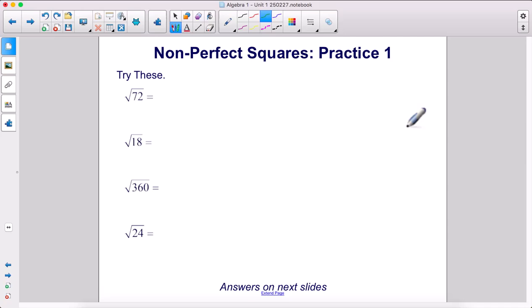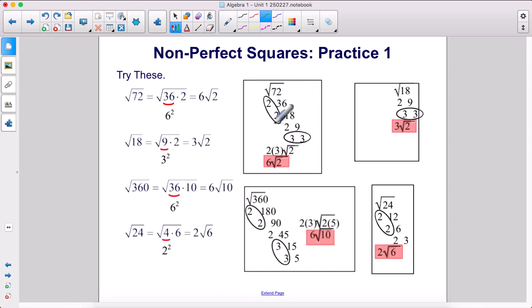Try these. Alright, so we're going to write the prime factorization trees. For 72, 72 is 2 times 36, 36 is 2 times 18, 18 is 2 times 9, and 9 is 3 times 3. We have a pair of 2's, so the 2 comes out front. We have a pair of 3's, so the 3 comes out front. And we have one 2 left over, so it stays under the radical. 2 times 3 is 6. The 2 stays under the radical, 6 times the square root of 2.